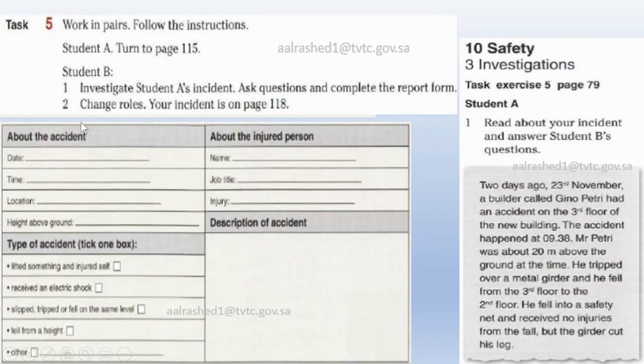Also, this is an example of a report, to talk about an accident or an injured person. You need to fill in or write down the key information, the main information of the incident. Write the date, the time, the location, or the height. If there is someone who is injured, for instance, injured his hand, you need to write down his name, job title, and the type of injury. Is it in the head? And if it was in the head, what kind of injury? Was it a cut, or did he break his skull, for instance?